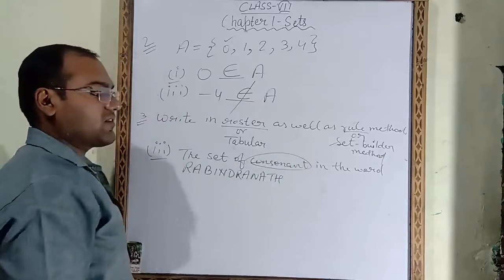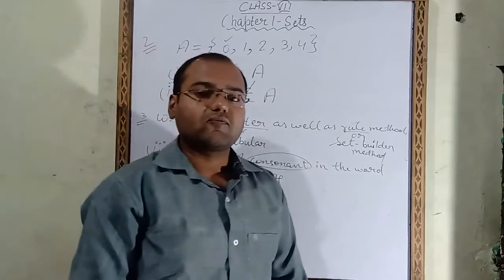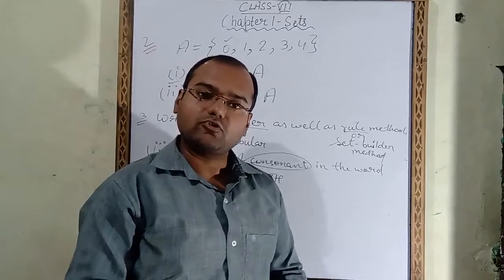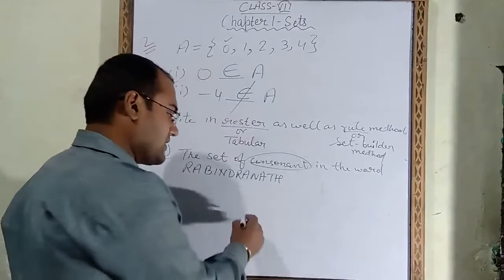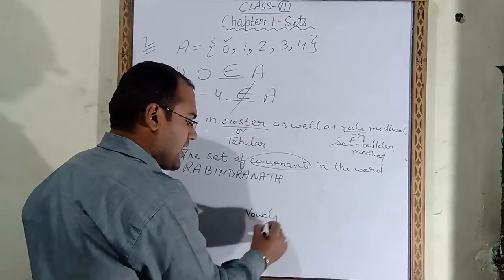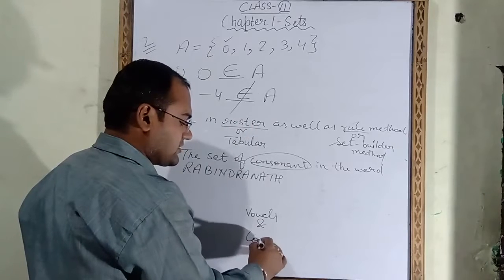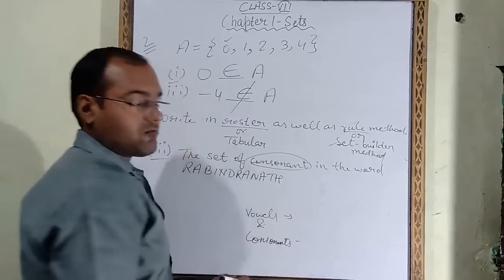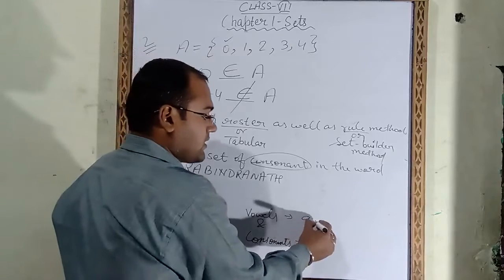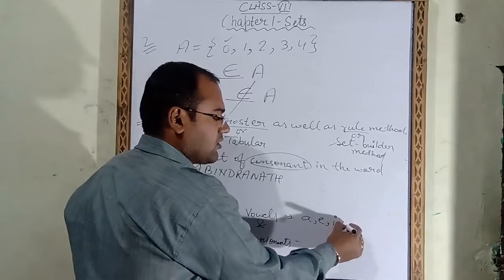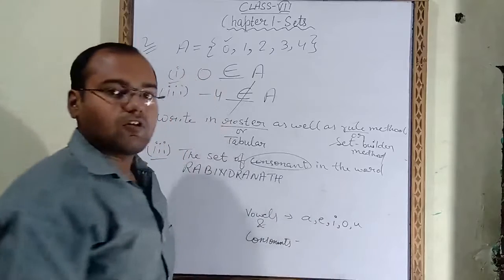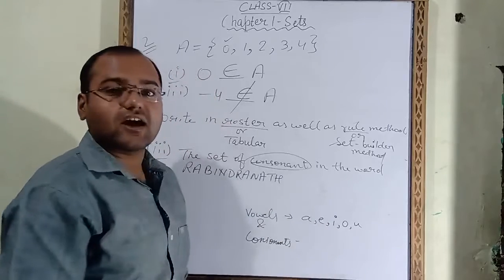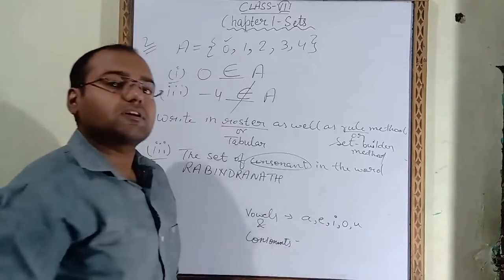Here one word is given: consonant. The full English alphabet is divided into two categories, vowels and consonants. Vowels, everybody knows what vowels are: A, E, I, O, U. These are vowels. And the remaining alphabets come under the category of consonants.